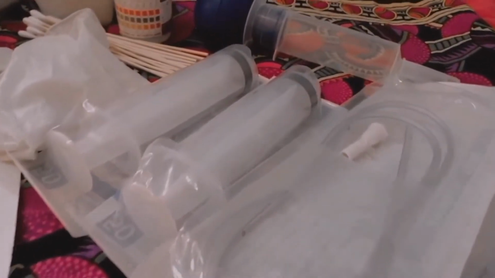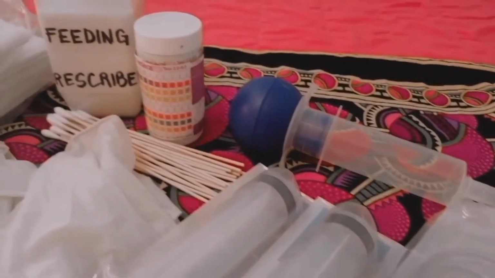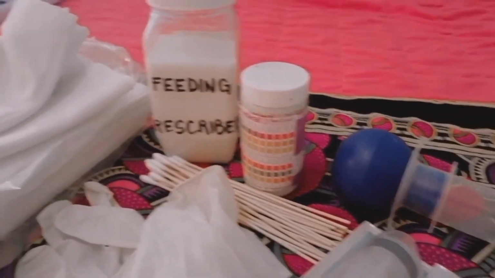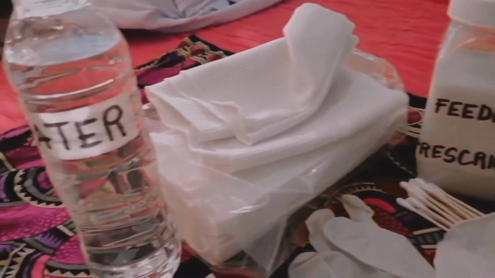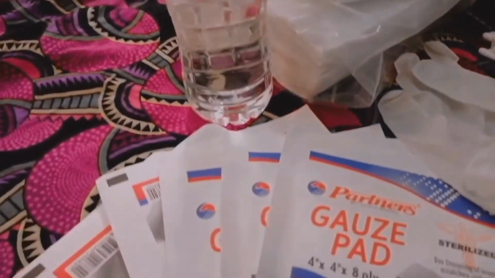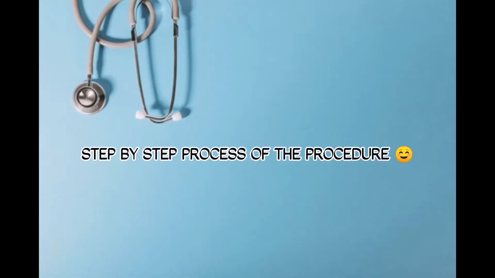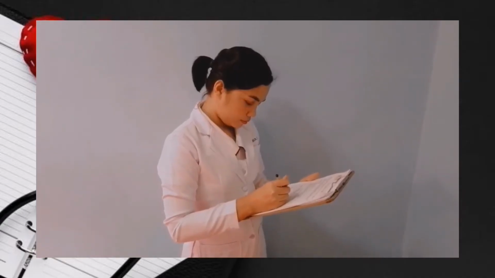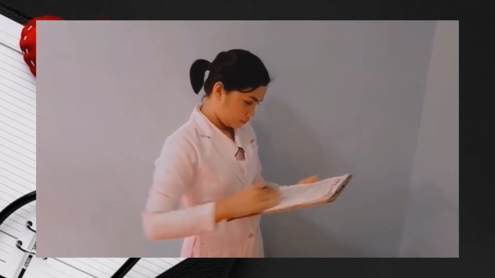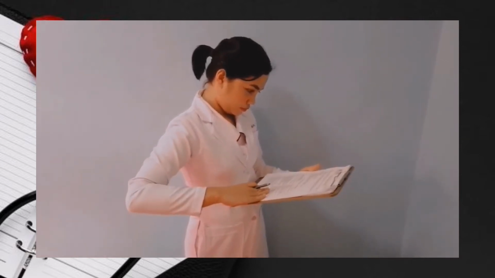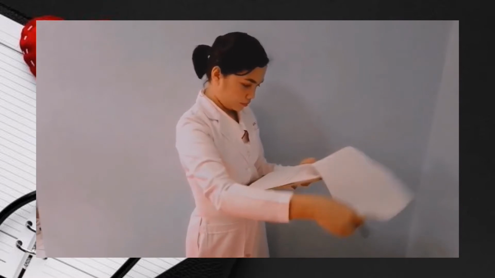As you can see in the video, here are the materials needed. A tray containing the following materials. Here are the step-by-step process of the procedure. The first procedure is to check the physician's order for feeding. This is to ensure that correct feeding will be administered.